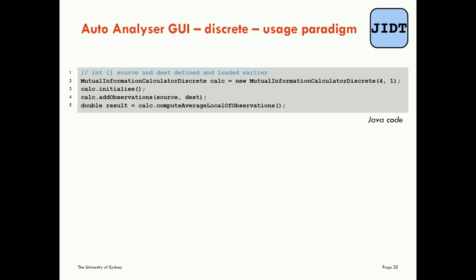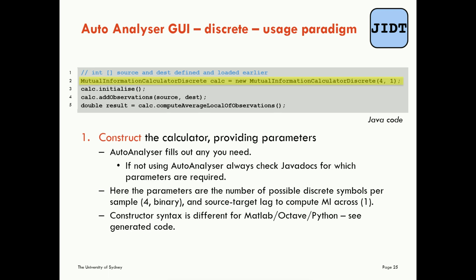So I've shown you some sample code here that aligns with what we've got from the GUI. This is written in Java, but you can look at what's been generated in the GUI to see how these lines translate into how they're used in MATLAB and Python, but it's almost exactly the same. Okay, the first step here is to construct the calculator.